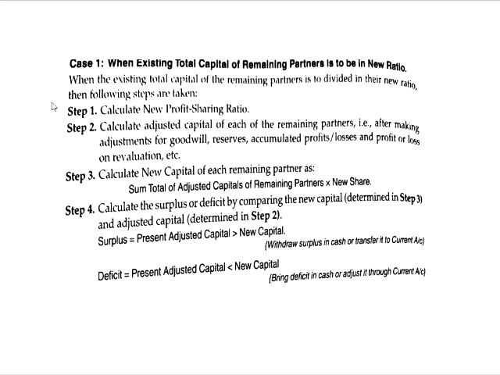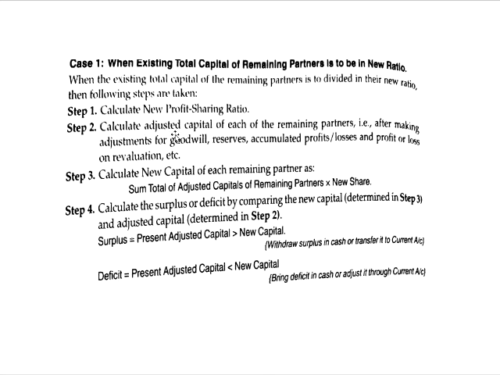And if there is a deficit, what does it mean? The adjusted capital is less than the new capital, then the partner has to bring that much money to the firm, and if he is not bringing that cash right now, then it will be transferred to the credit side of the current account. So this is what the fourth step requires while doing the adjustment of capital relating to the first case. Now I think this fourth step is very clear.